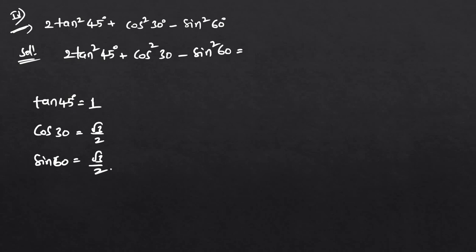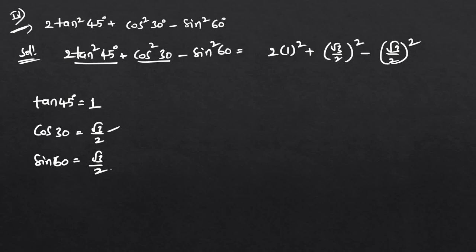Same. These values we have to know. So we'll substitute in this one. Tan 45 is equal to 1, so 2 into 1 square will come here, plus cos 30 is root 3 by 2, so root 3 by 2 whole square will come, minus sin 60 is root 3 by 2 whole square. So these values we got here.